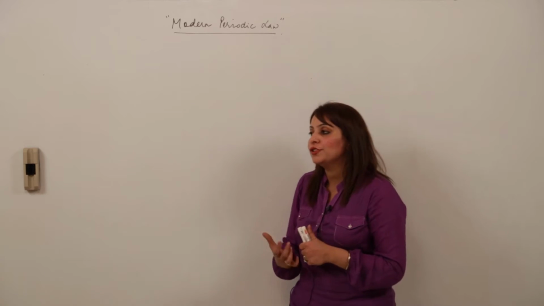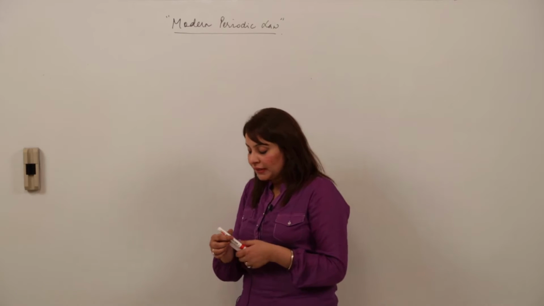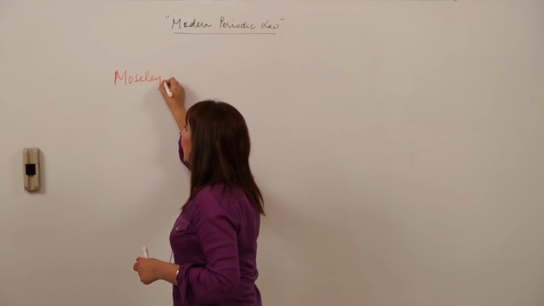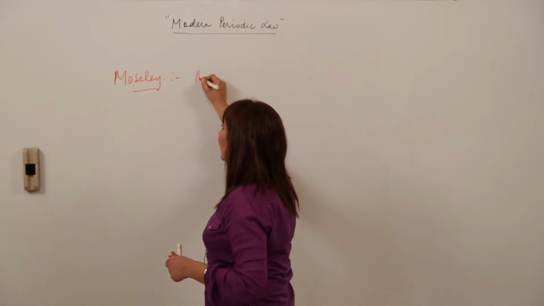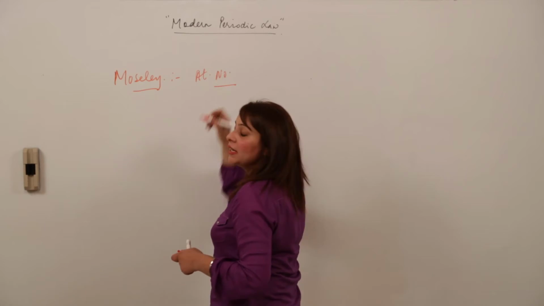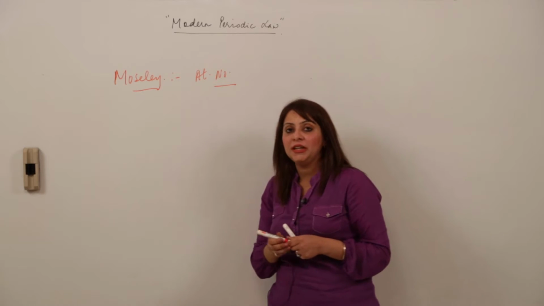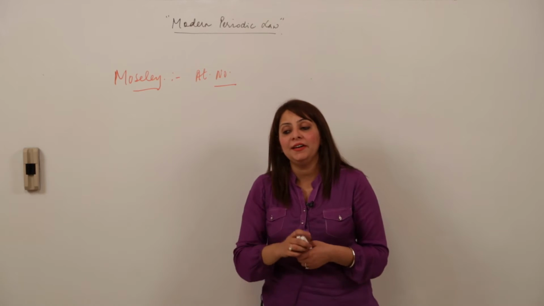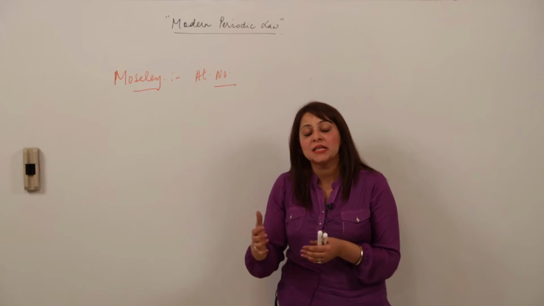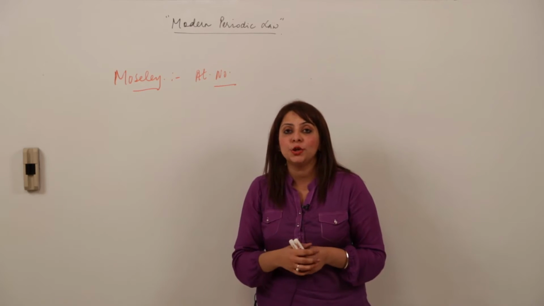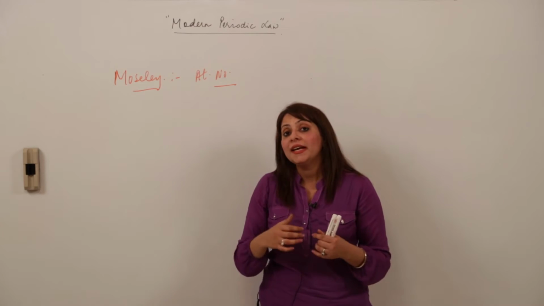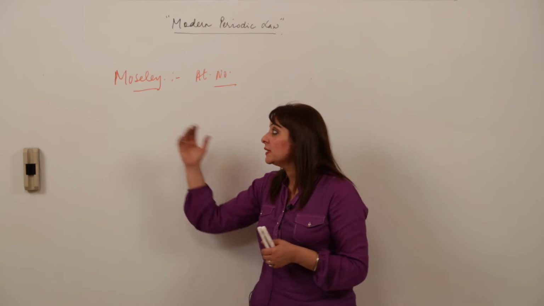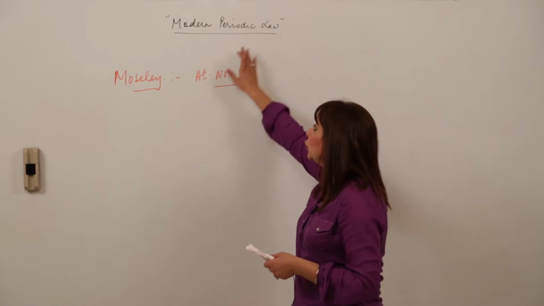But before the modern periodic table came, the scientist Moseley was the one who said that instead of atomic weight, if atomic number is considered as a fundamental property, that means if instead of arranging the elements according to increasing weight, we arrange the elements in order of increasing atomic numbers, we'll see more periodicity in the properties. And it really happened, and this led to the formulation of the modern periodic law.